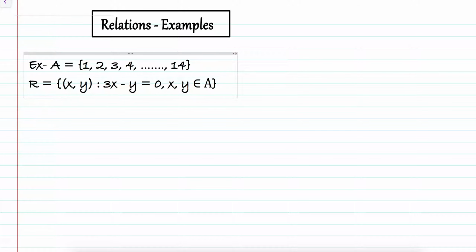So in this lecture we are going to see some more problem examples of relations. So I will start with an example. My first example would be: let A be the set of numbers 1, 2, 3, 4, all the way up to 14, and the relation R is defined as the pairs (x, y) such that 3x minus y is equal to 0, where x and y belong to A.